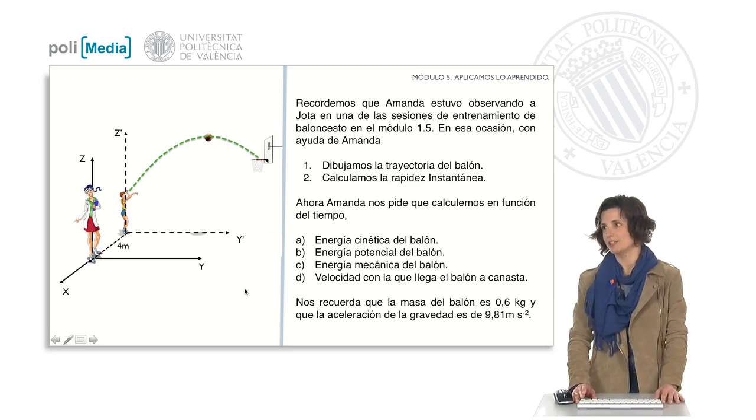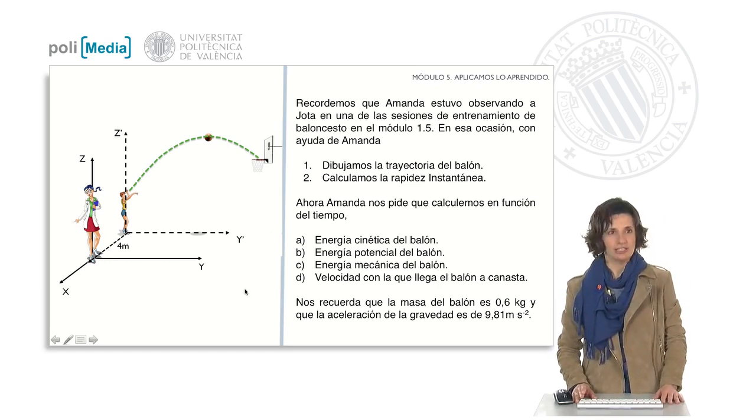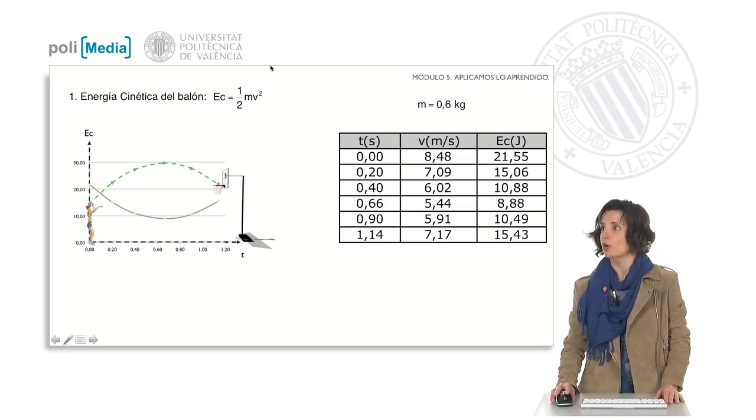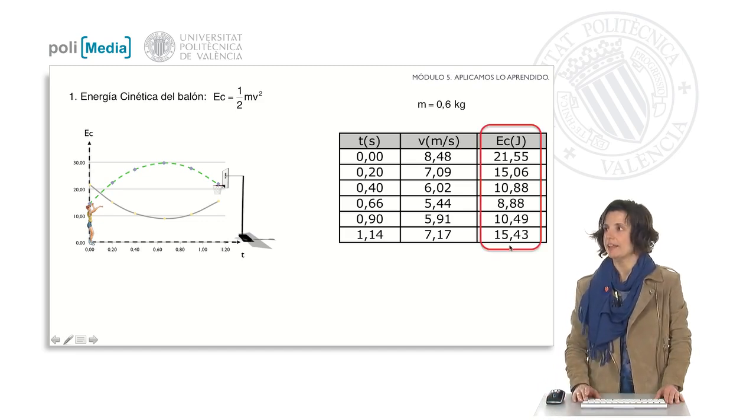She reminds us of two important facts, that the mass of the ball is 600 grams and that the acceleration of gravity is the familiar 9.8 meters per second squared. Let's first calculate the kinetic energy. We already know that it is one half of the mass times the velocity squared. The mass is a given. The mass of the ball is 0.6 kilograms and the velocity is calculated as we have seen in Module 1.5. With these values, we have been able to calculate the kinetic energy in each of the time instants.